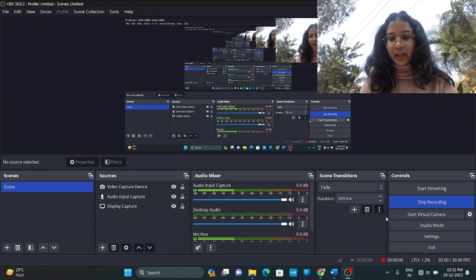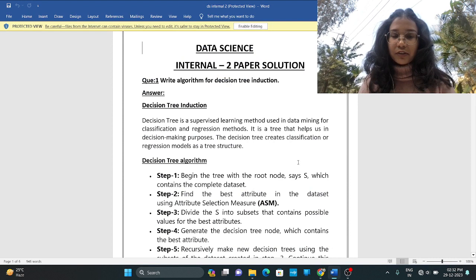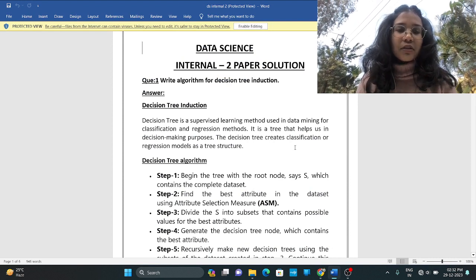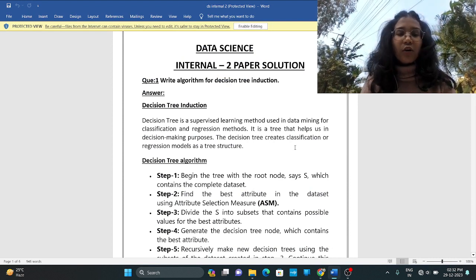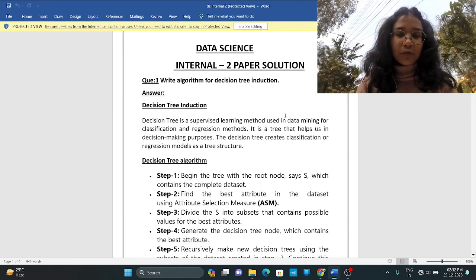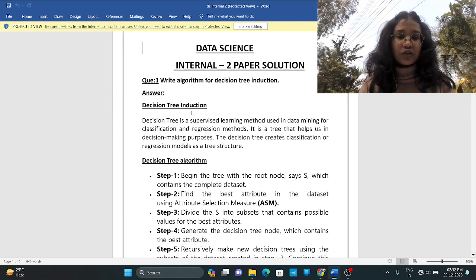This is a paper of data science internal 2. Let's start our discussion. Question number 1. Write algorithm for decision tree induction. We have to first discuss what is decision tree induction.